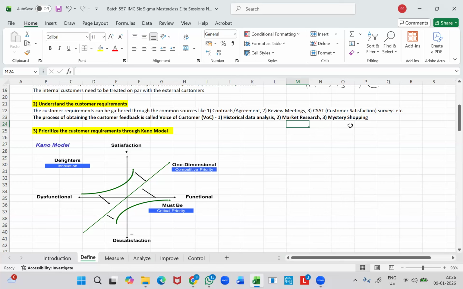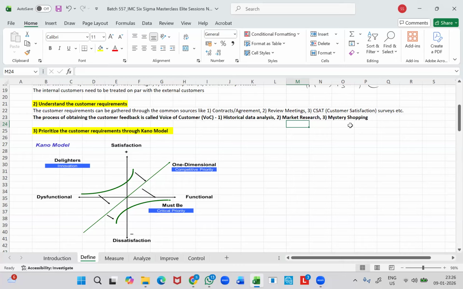So we might engage a few consultants to go and talk to the customers and try to find out what they feel about the product or the service that has been delivered by a particular organization, right? And mystery shopping is a new phenomenon. This was actually new to me as well, right?